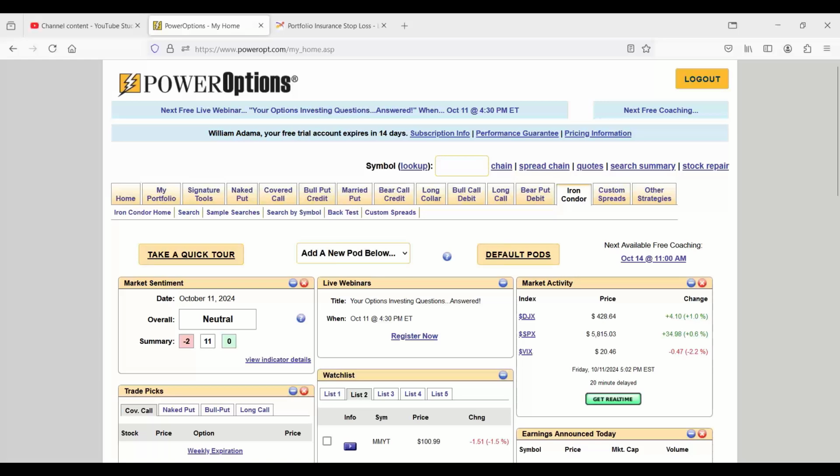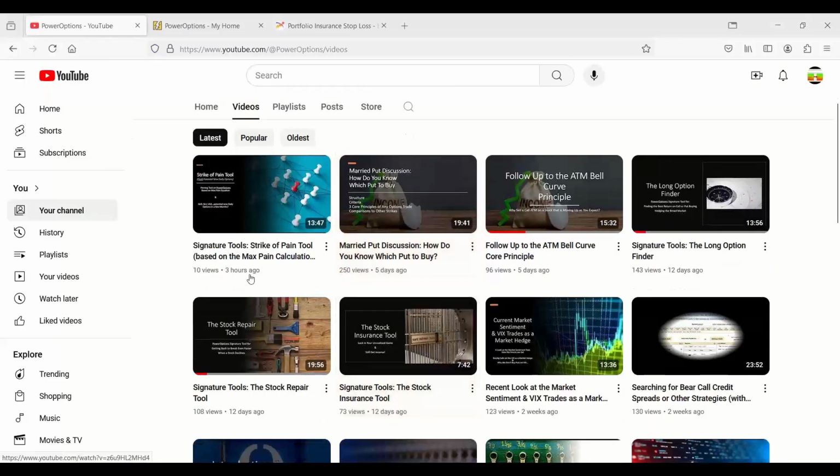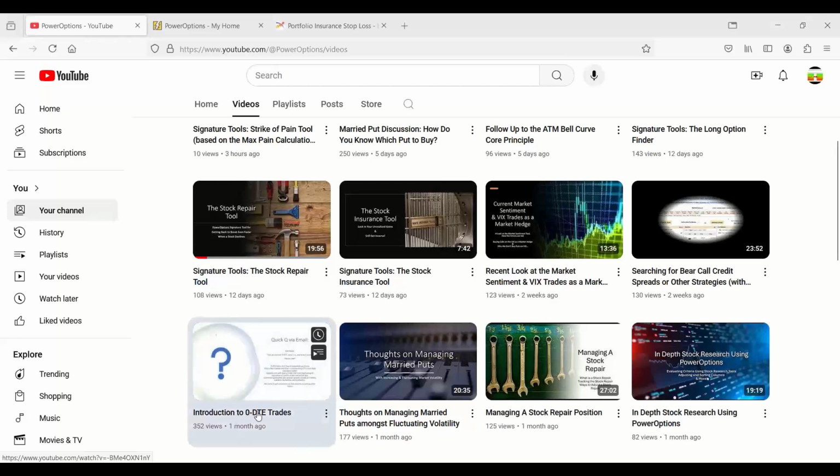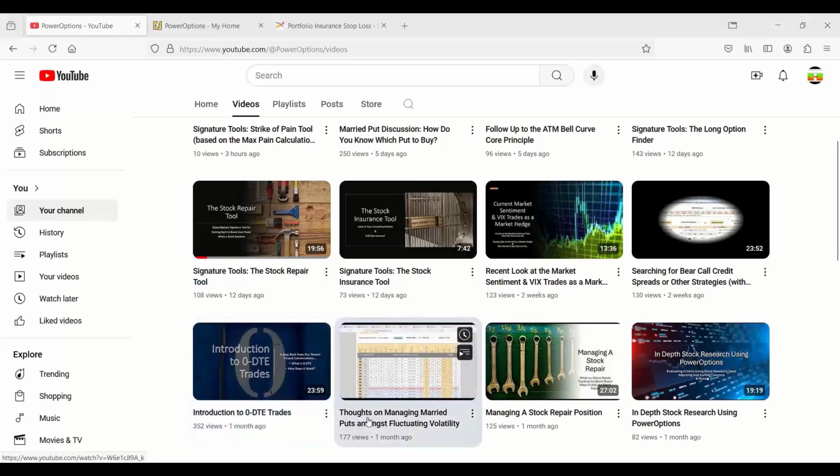There we go. Okay. Now, so as I mentioned a couple of weeks ago, we had there's the signature tool strike of pain based on the max pain calculation. And also we talked about what series we're expecting to see new daily options available with in the next month or two, based on what we've seen with the availability. Introduction to zero DTE trades, had that discussion.